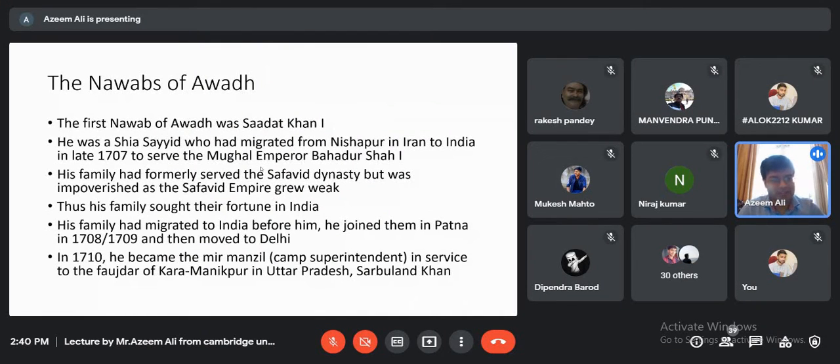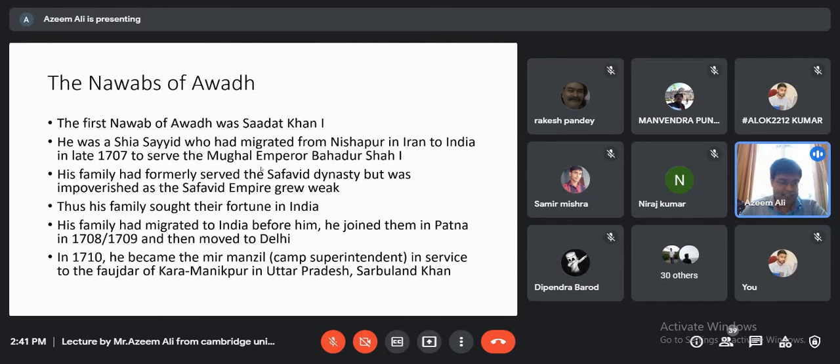So we look at the Nawabs of Awadh. The first Nawab of Awadh was Sadat Khan. He was a Shia Sayyid who migrated from Nishapur in Iran to India in late 1707 to serve the Mughal Emperor Bahadur Shah I. His family had formerly served the Safavid dynasty, but they became impoverished, and as the Safavid Empire grew weak, his family sought their fortune in India. His family had actually migrated to India before him, and he joined them later in Patna in Bihar around 1708 to 1709 AD. And from there he then moved to Delhi.